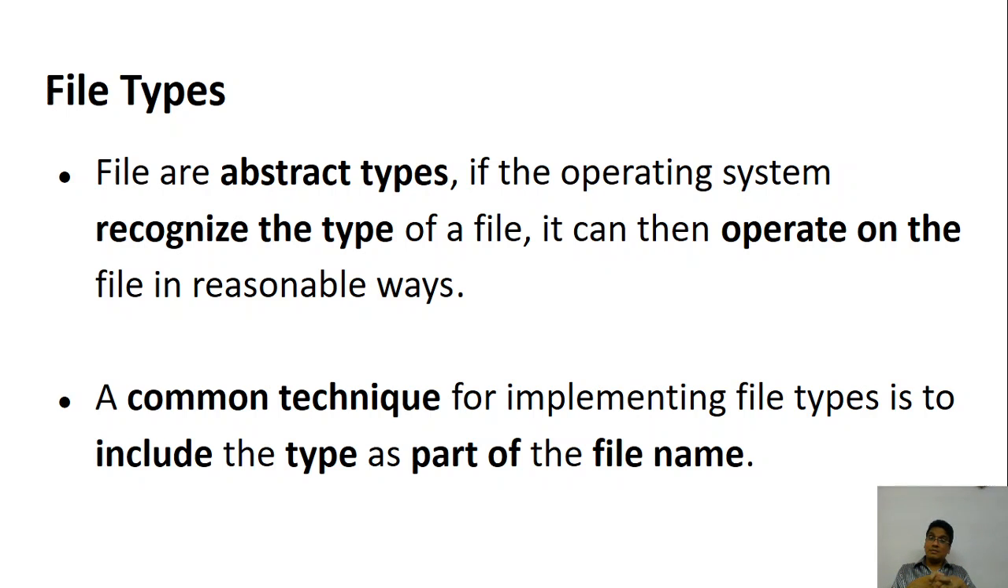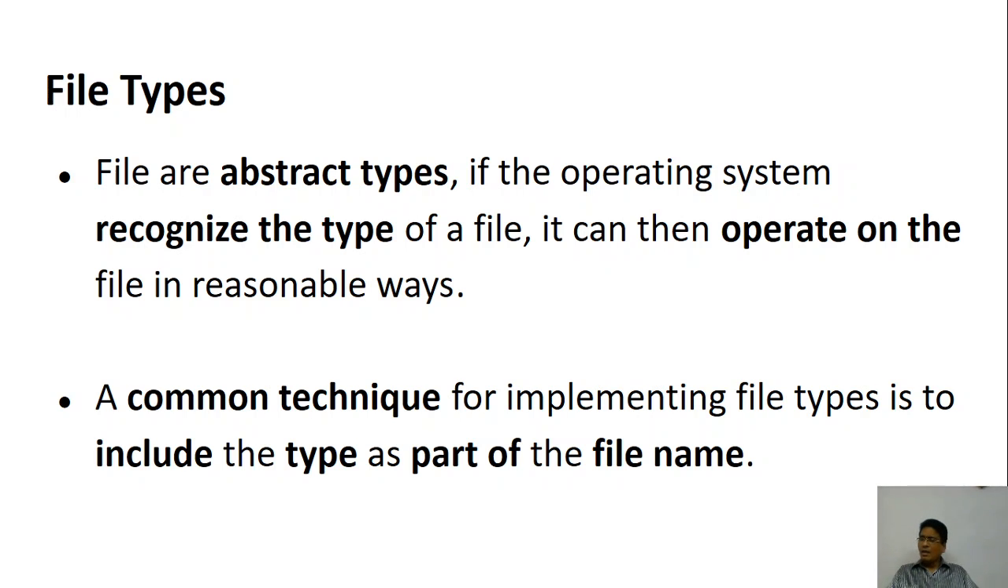Now, I don't want to say that the operating system will try to interpret whether the salary of one employee is greater than or less than the salary of another employee. That kind of interpretation it will not do, but it will try to recognize that, okay, this is a database file. In other words, what are the different types of files, so that it can take some specific action.